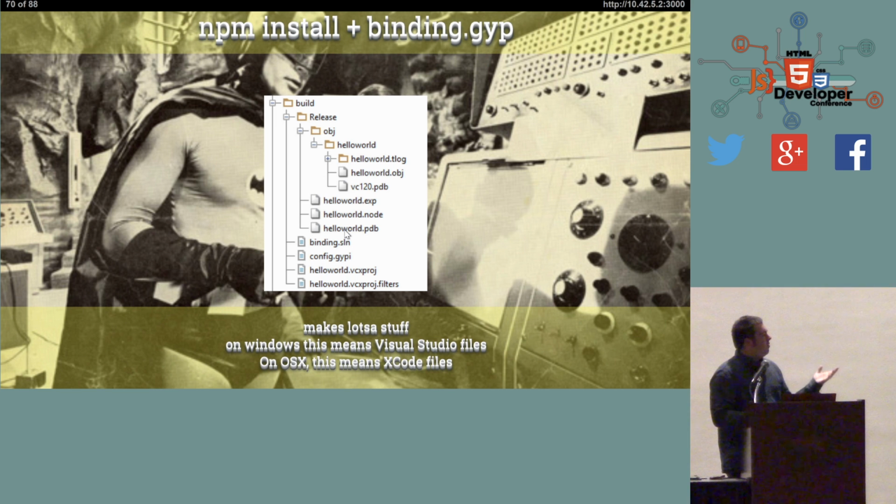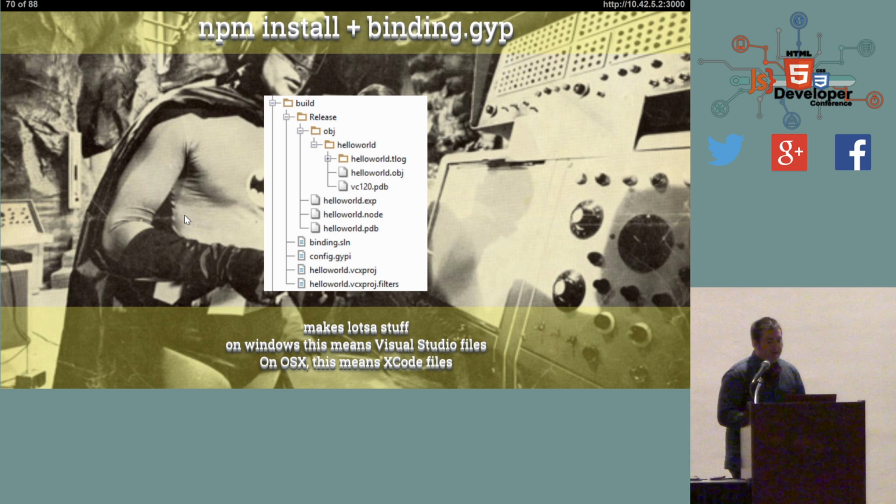What it creates from that binding.gyp file is a bunch of stuff for you. I don't know the full extent of what all this stuff is, but on Windows, we're talking about Visual Studio files. On OS X, we're talking about Xcode files. And that means you have to have these tools installed. But the important thing right here is this hello-world.node file. That's our actual add-on. That's what's important to us.